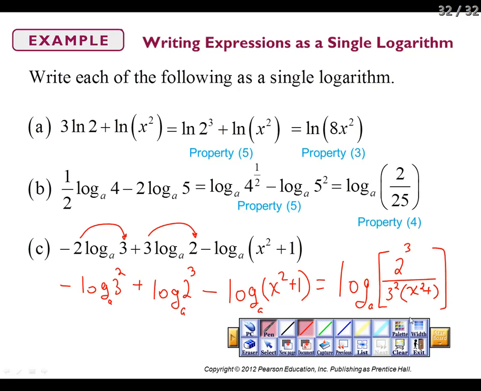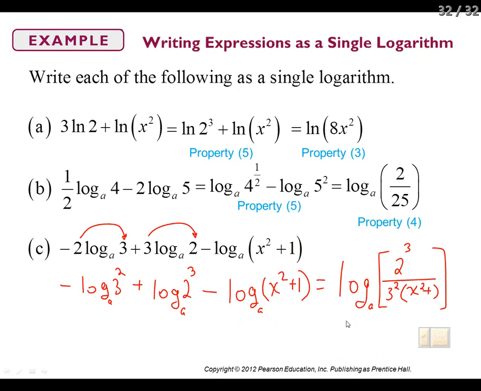Okay, and so now this will all be just log with the base A, and this will be 2 cubed is 8 over 3 squared is 9, and then this will be x squared plus 1 in parentheses like that, and you can just leave it like that, and that's your answer.